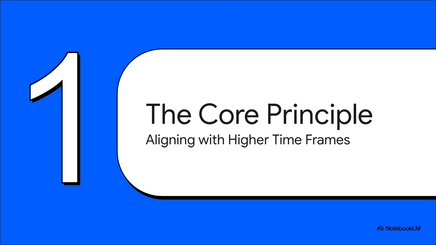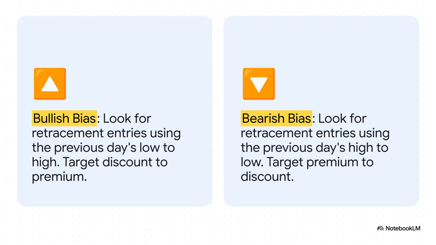Okay, first things first. The entire foundation of any high-probability day trade, according to ICT, is making sure you're aligned with the higher time frames. This isn't just a suggestion, it's pretty much non-negotiable. So here's how that core principle works in practice. Your number one job, before you even think about a trade, is to figure out the directional bias from the daily or the 4-hour chart.